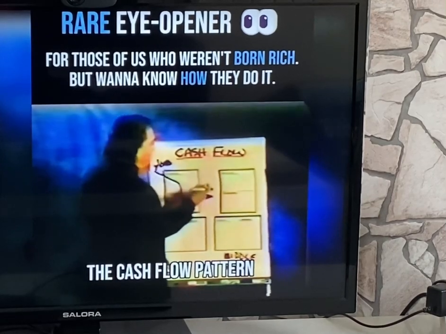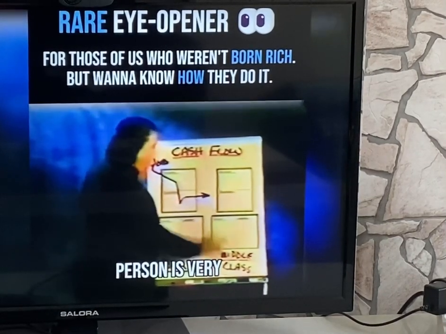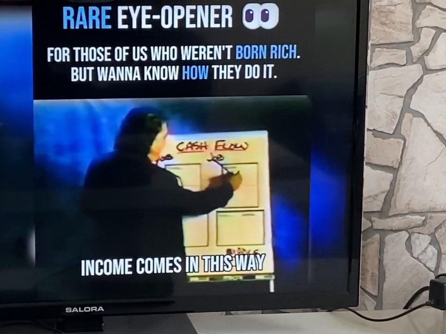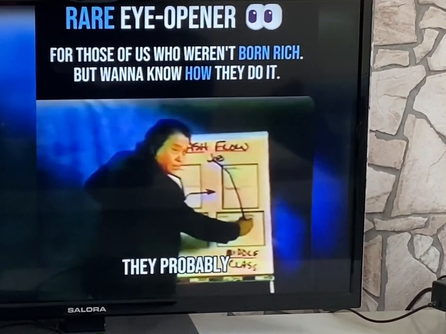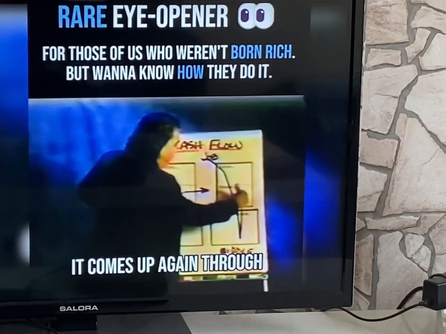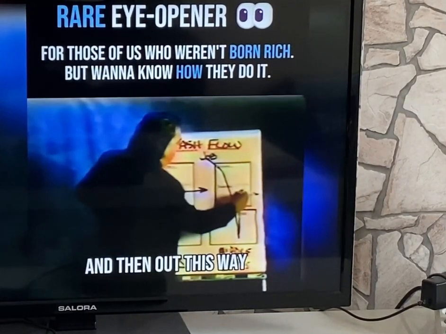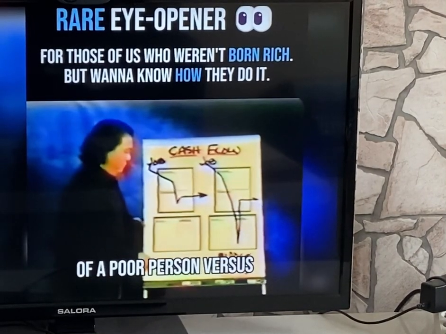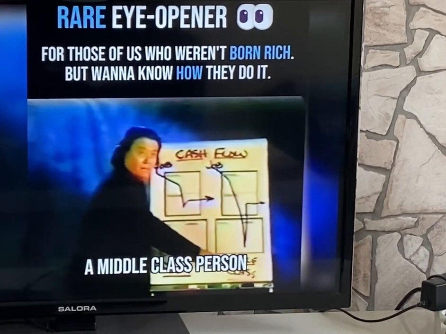The cash flow pattern of a classic middle-class person is a little bit different. Income comes in this way, but a middle class person probably has a mortgage, probably has car payments, probably has credit card payments. It comes up again through the expense column and then out this way. So what you see here are the cash flow patterns of a poor person versus a middle class person.